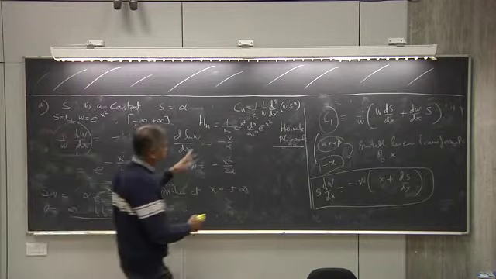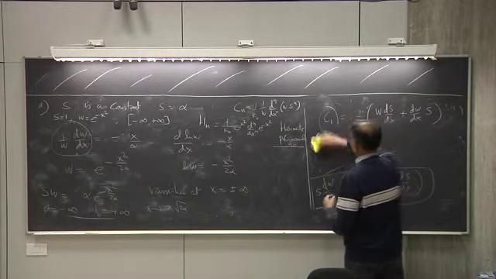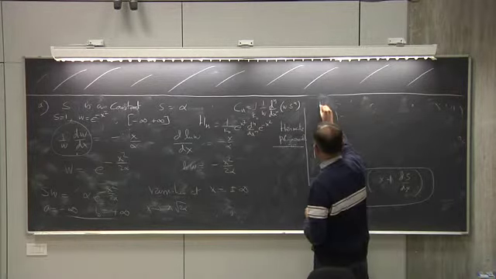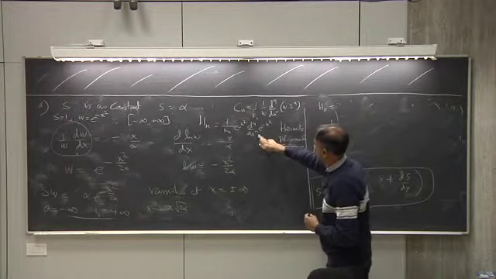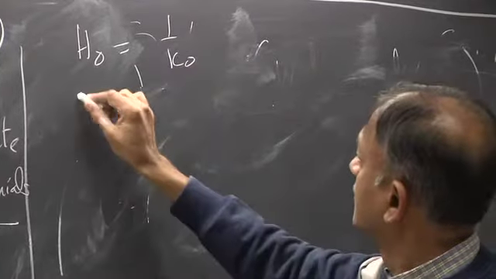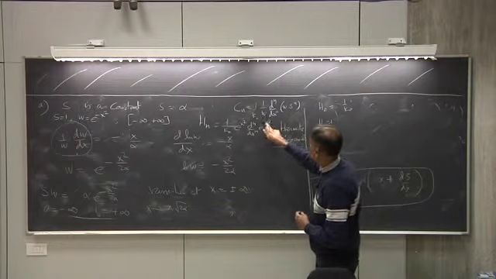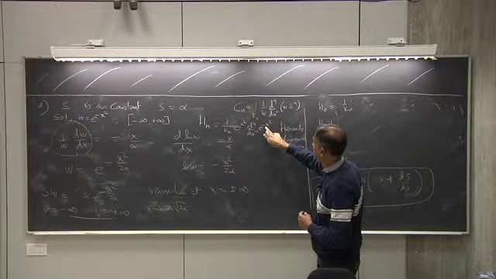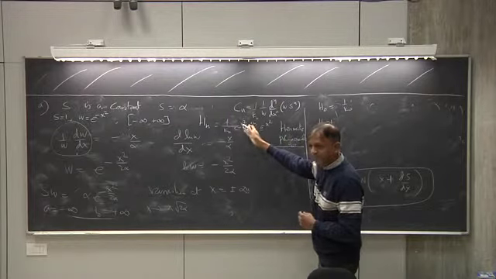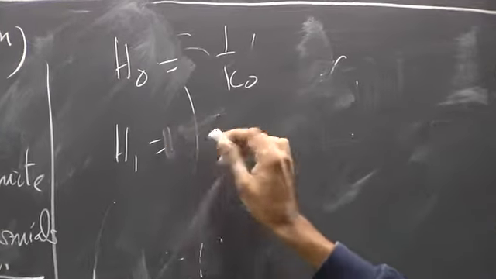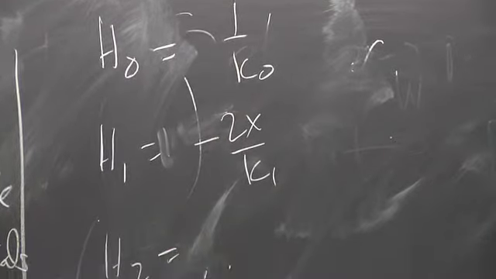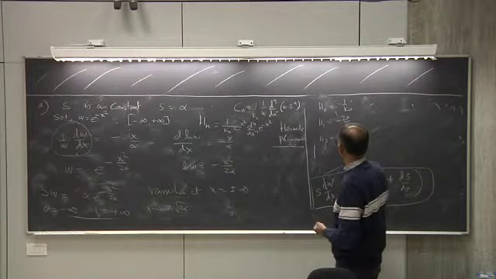I mean, just to show you how it's working, let's look at the first few. For h0, n equal to 0, there's no derivative, this cancels that, and we just get 1 over k0. h1 is one derivative, so this will give you minus 2x, and then times the exponential itself, which cancels that. So you get h1 equal to minus 2x divided by k1, and you can go on. You can see that h2 will be two derivatives, so there will be several terms here.